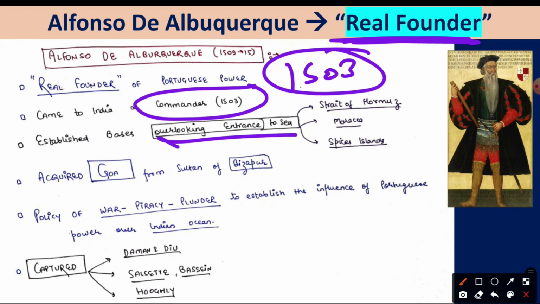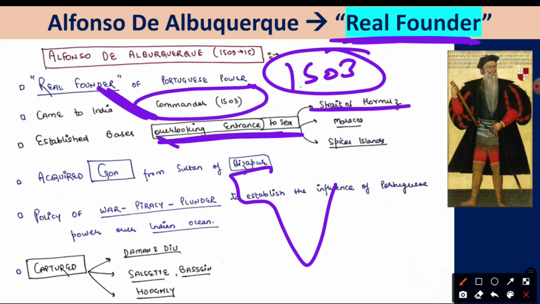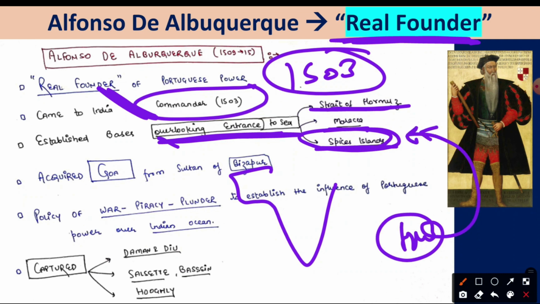He established bases overlooking entrance to the sea. That means he made sure that a lot of entrances, very important sea lanes of communication, that is Strait of Hormuz, Strait of Malacca, the Spice Island. That is your homework. Where is Spice Island is your homework. Please do these homeworks. In these courses, I will try to give you a lot of homework as well. If you do those homeworks, you will benefit a lot.